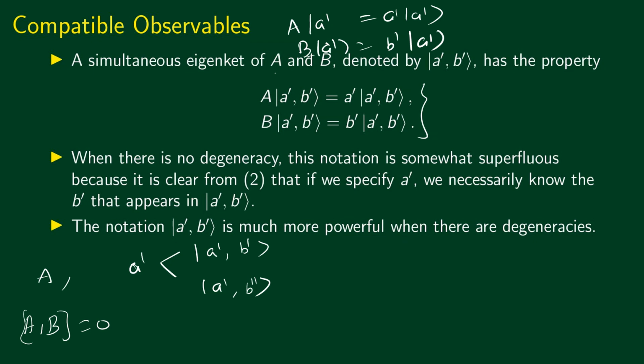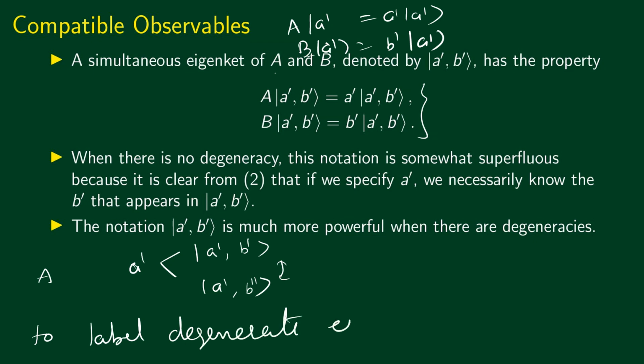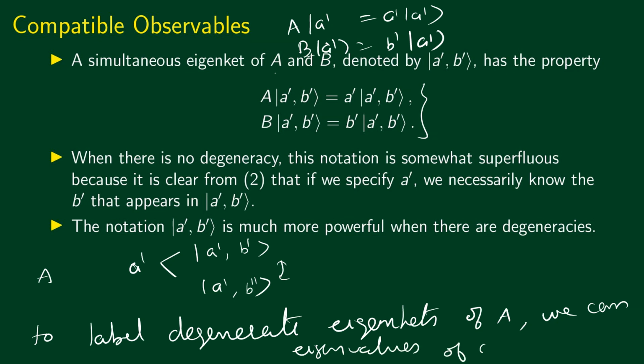So what have we done? In order to label the degenerate eigenkets of A, we can use eigenvalues of another operator that commutes with A. In these kinds of situations, this notation becomes extremely useful.